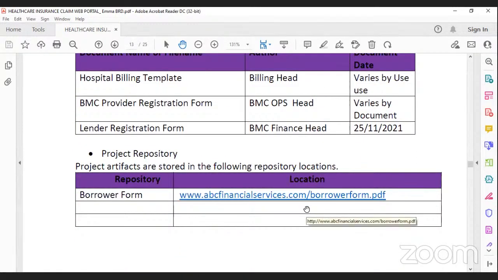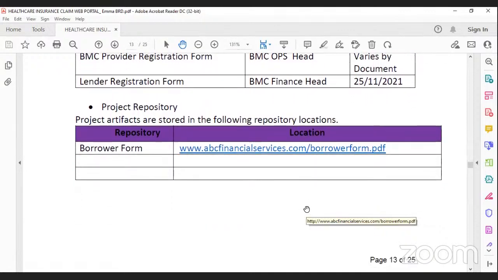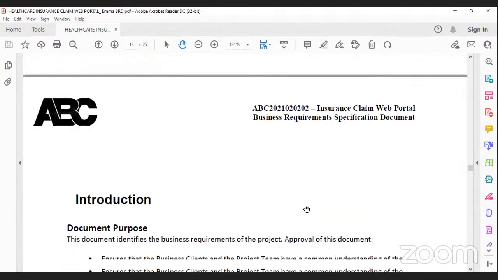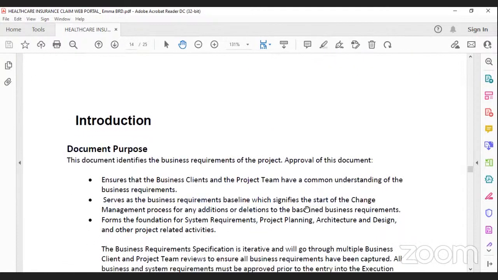Now, project repository, we're just looking at a collection point where all these documents and other artifacts that we will need will be stored. So the repository is basically the location where we would be able to get this. And then for the borrower form, you can find it at www.abcfinancialservices.com/borrower form.pdf.